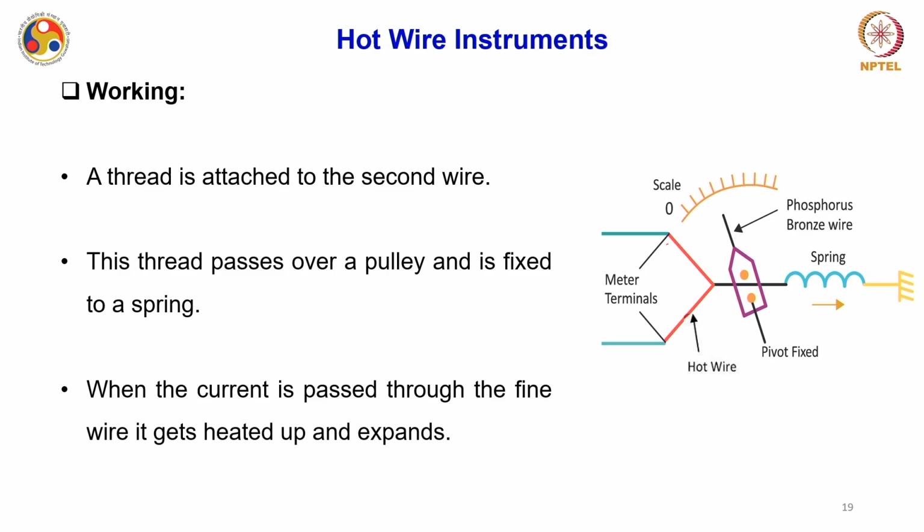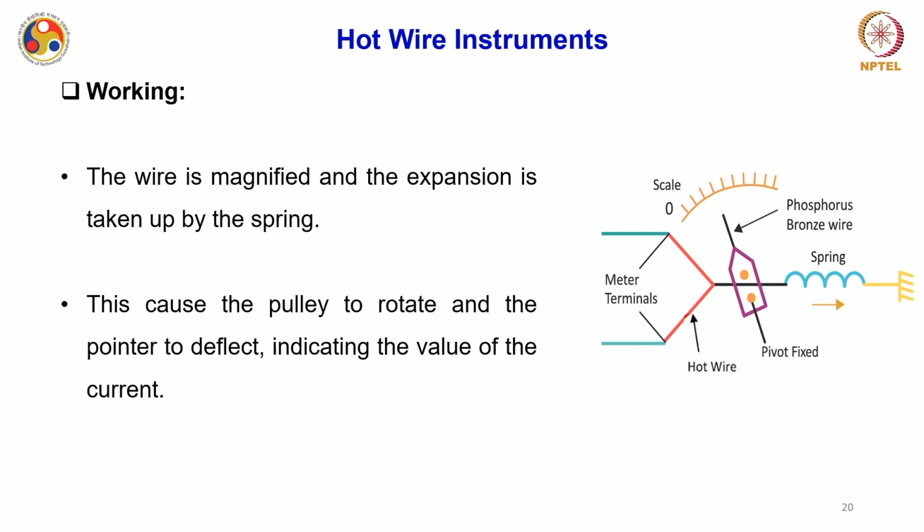When the current is passed through the fine wire, it gets heated up and, as usual, it will expand, as we have already discussed in the thermal coefficient section. The expansion is taken up by the spring. This causes the pulley to rotate and the pointer to deflect, indicating the value of the current. So if you see, the expansion of the wire was a translational motion, but it is being converted into a rotational, or angular, motion of the pointer.